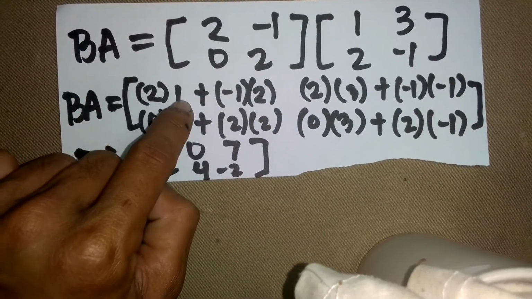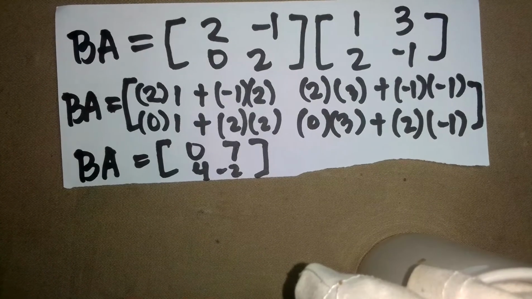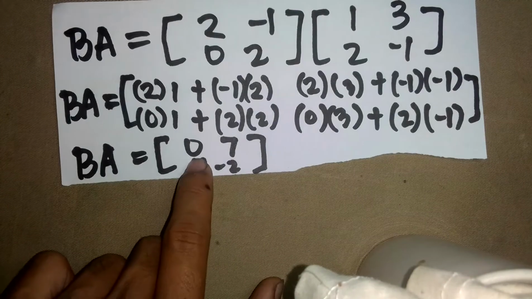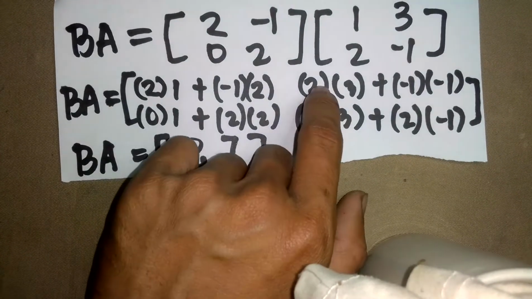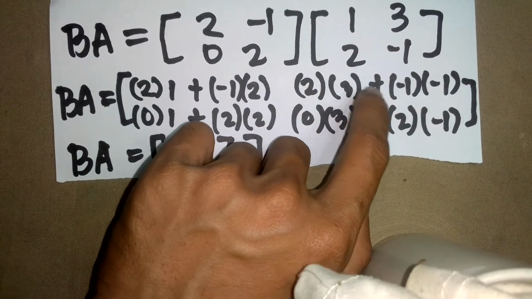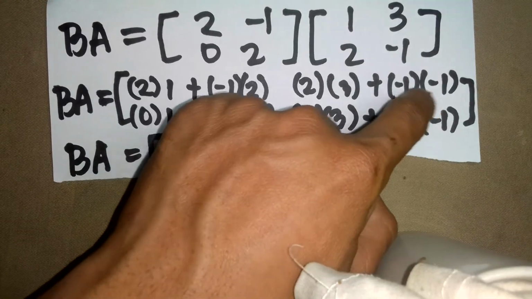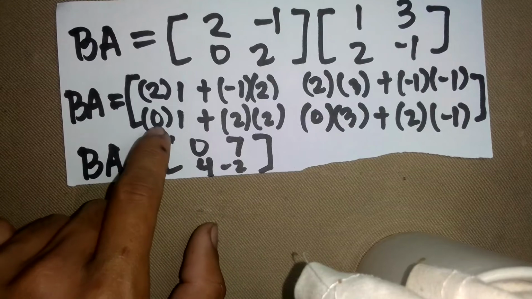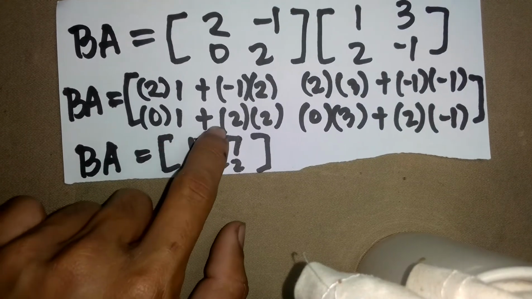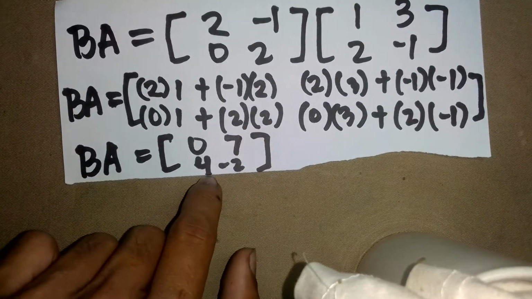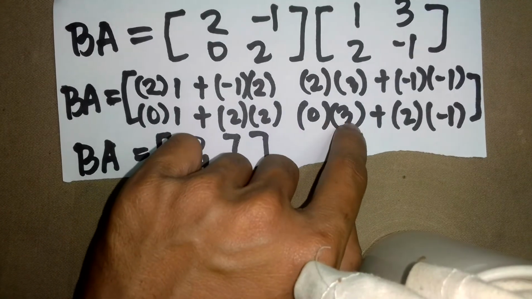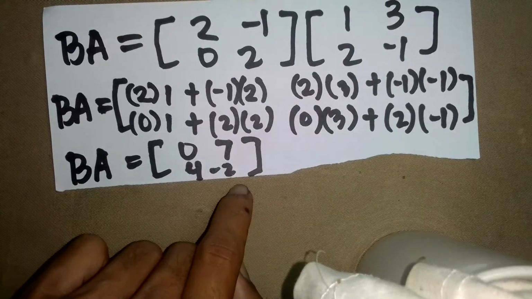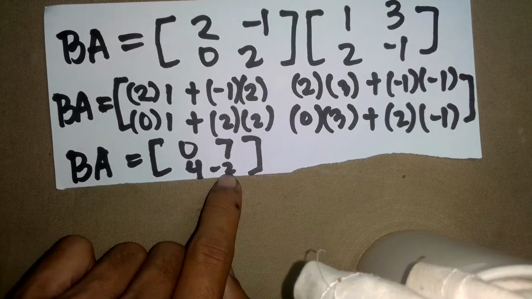2 multiplied by 1 is equal to 2 plus negative 1 multiplied by 2 is equal to 0. 2 multiplied by 3 is equal to 6 plus negative 1 multiplied by negative 1 is equal to 7. 0 multiplied by 1 plus 2 multiplied by 2 is equal to 4. 0 multiplied by 3 is equal to 0 plus 2 multiplied by negative 1 is equal to negative 2.